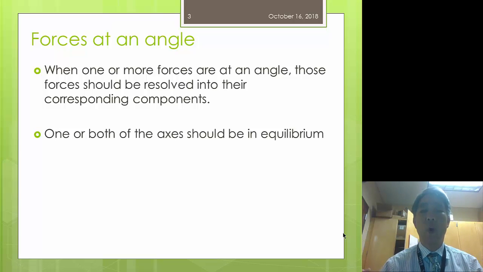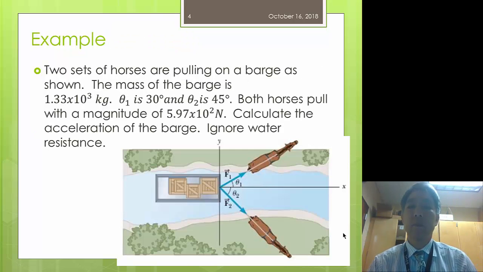Frequently one or both of those axes should be in equilibrium, and that's going to really help us because when that axis is in equilibrium, the acceleration is going to be zero along that axis. It may not be zero on both of them, and in more complicated scenarios, it's zero in neither. But having that zero really simplifies things.